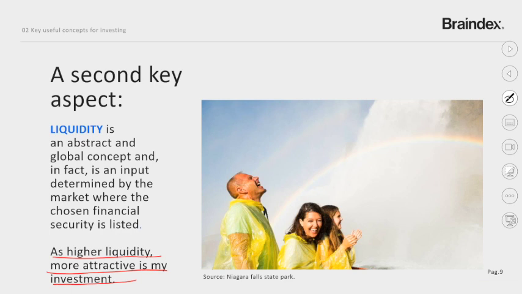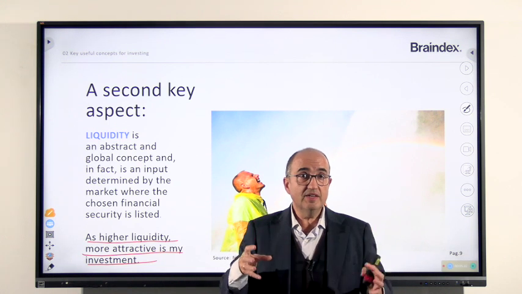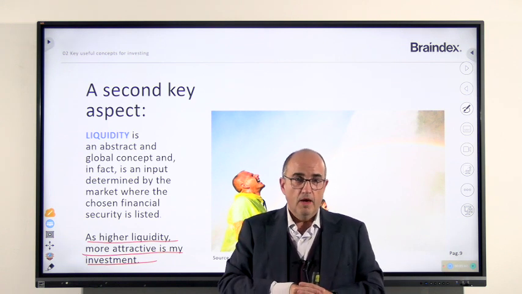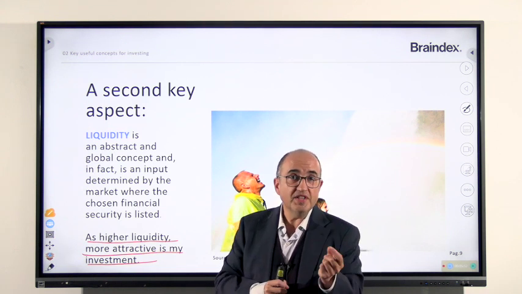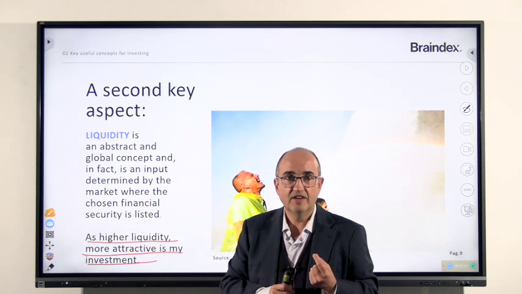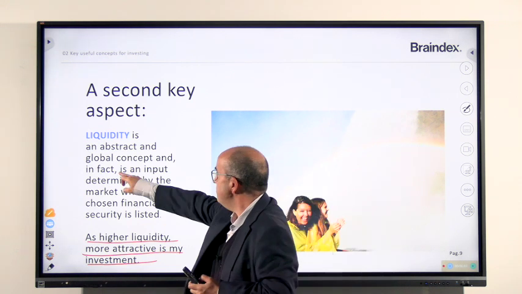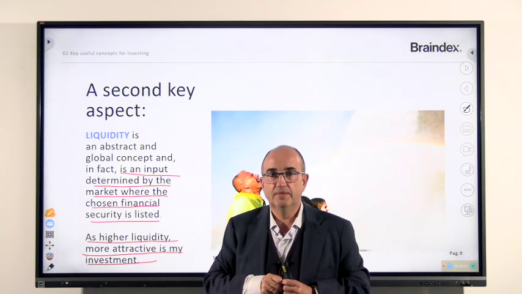I don't want to have a very nice financial product if I cannot sell it when I want, or if I cannot buy it when I want. And then financial products move in financial markets, and we play a key role here. It's an abstract concept, but very useful. By the way, this liquidity from the point of view of the investor is given. I cannot decide about the liquidity of my financial product. This is given to me as an input determined by the market where the chosen financial security is listed.